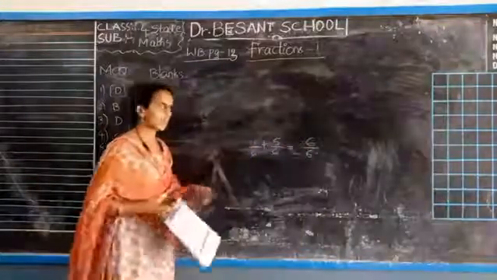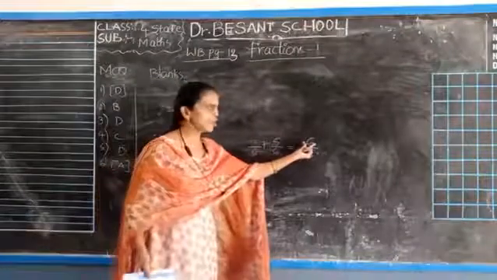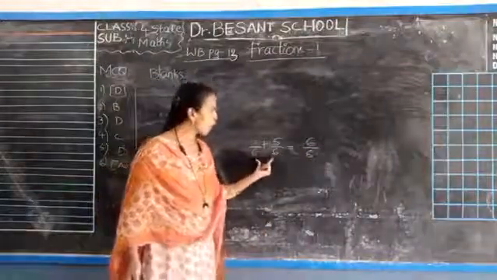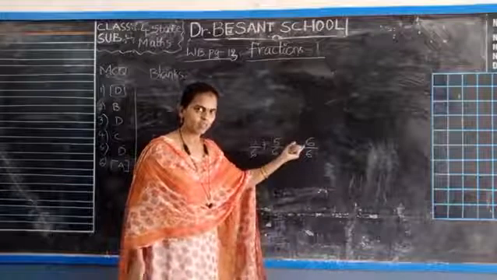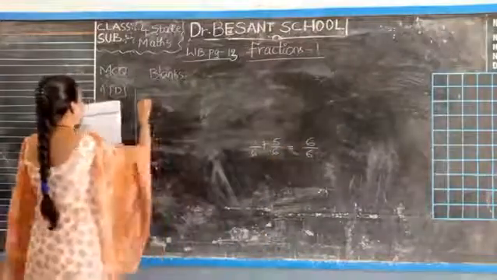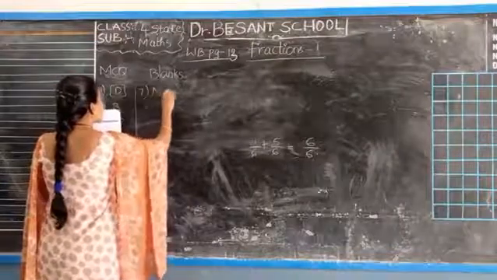What are we adding here? We are adding only the numerators. But the denominators, the common denominator only we are writing. Yes or no? So which part are we adding? Numerator part. So write down that only. Seventh one, numerator.